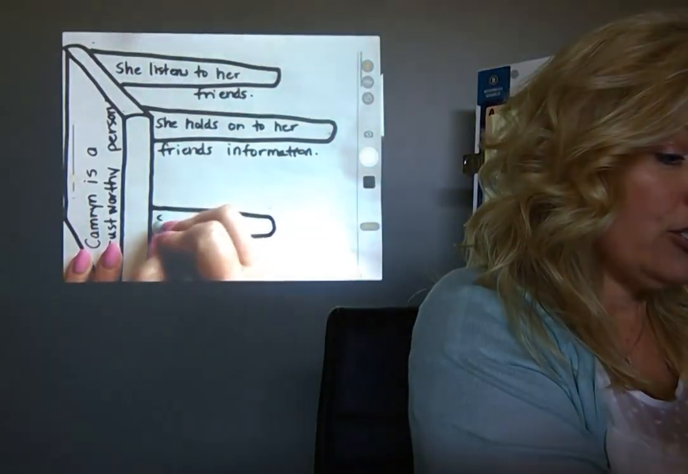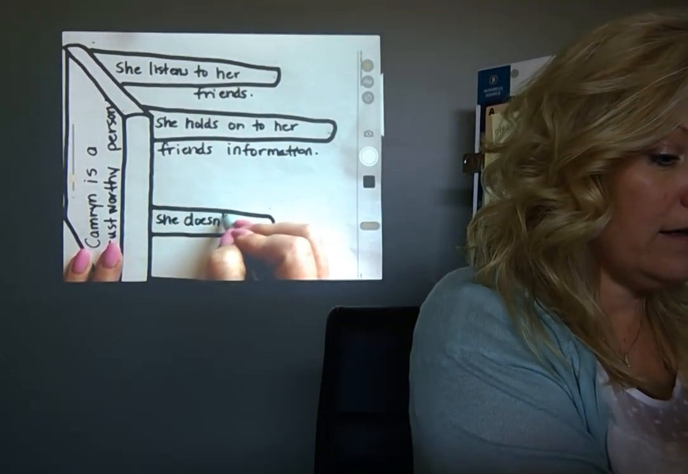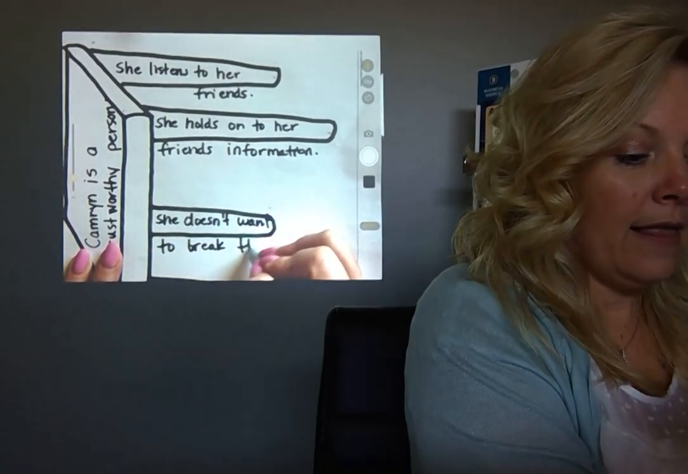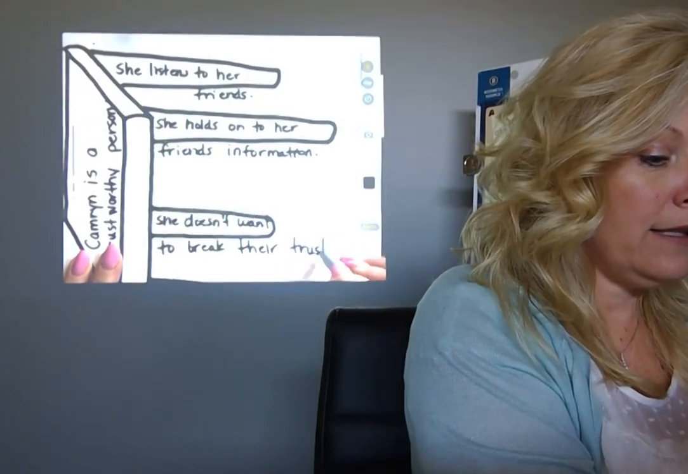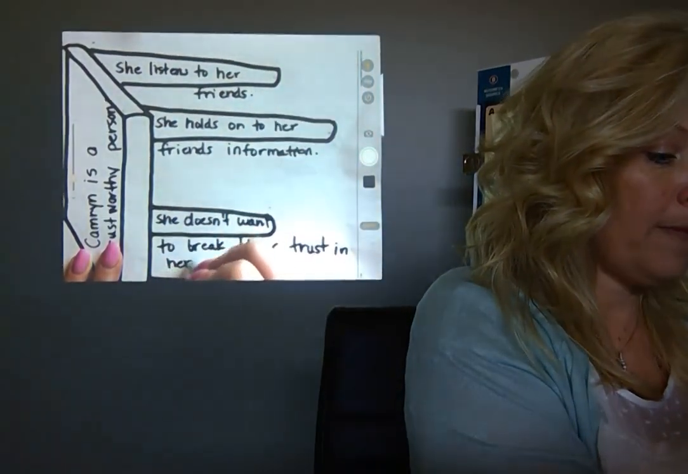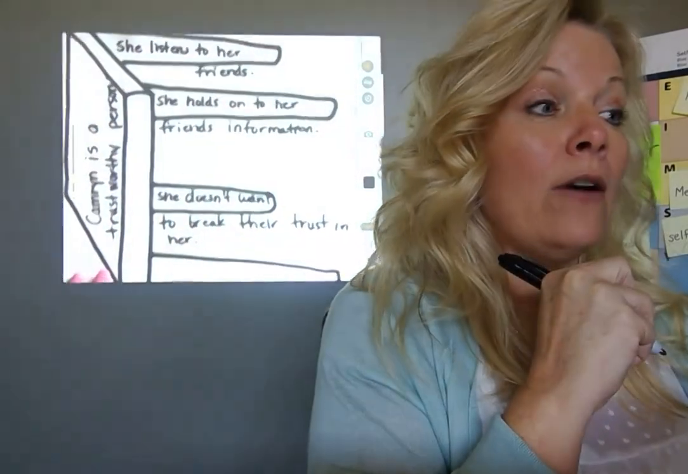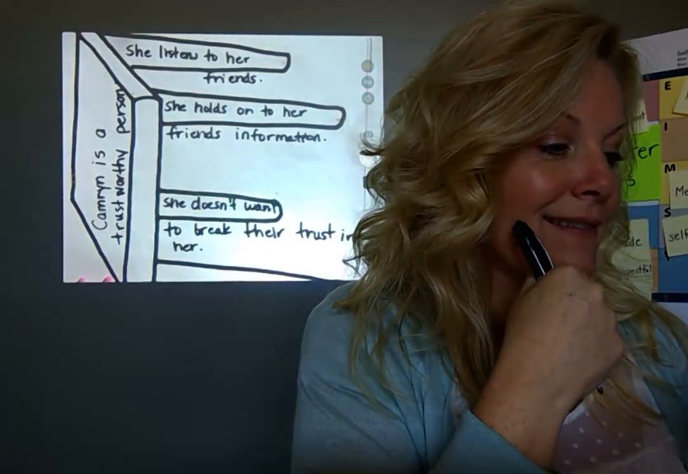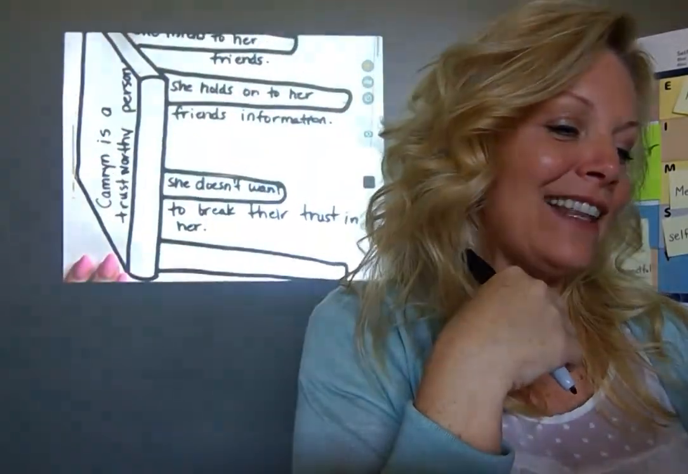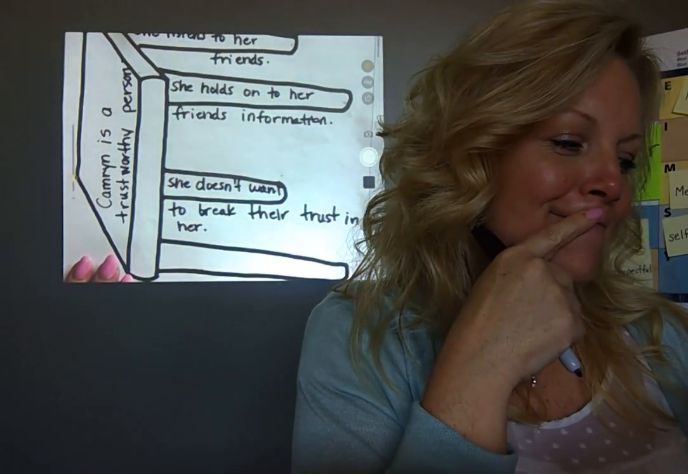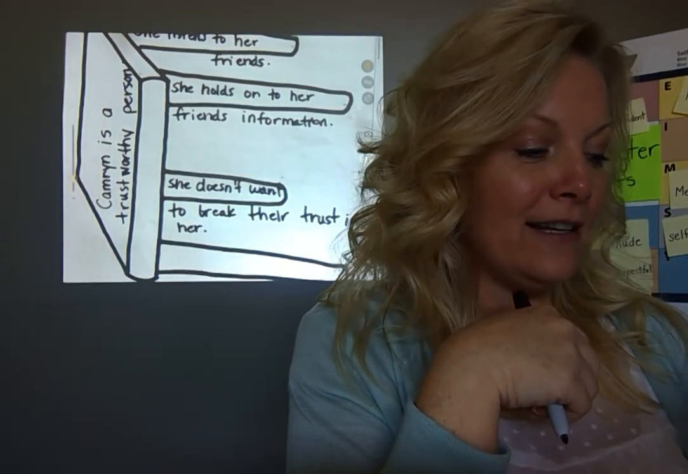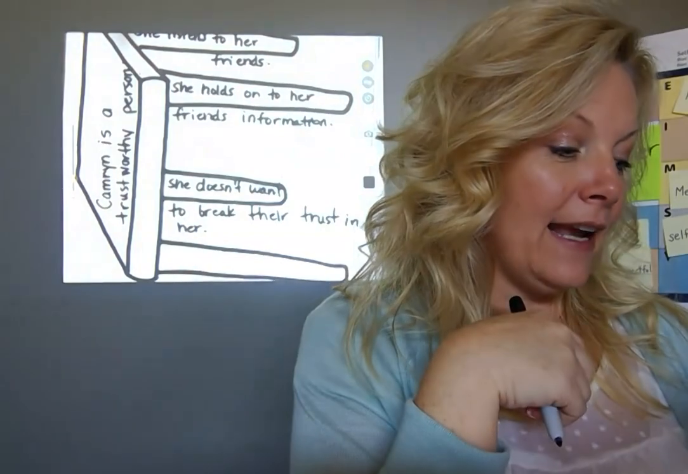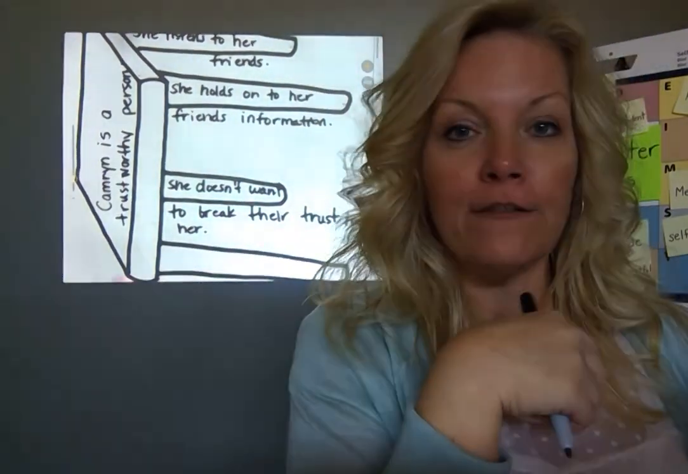So she doesn't want to break their trust in her. That's important. Now, that's 3 details. I could stop there, but I bet I can think of another one. I'm going to add another one. Well, her friends listen to her. She holds on to the information. She doesn't want to break their trust. And her friends go to her for help.